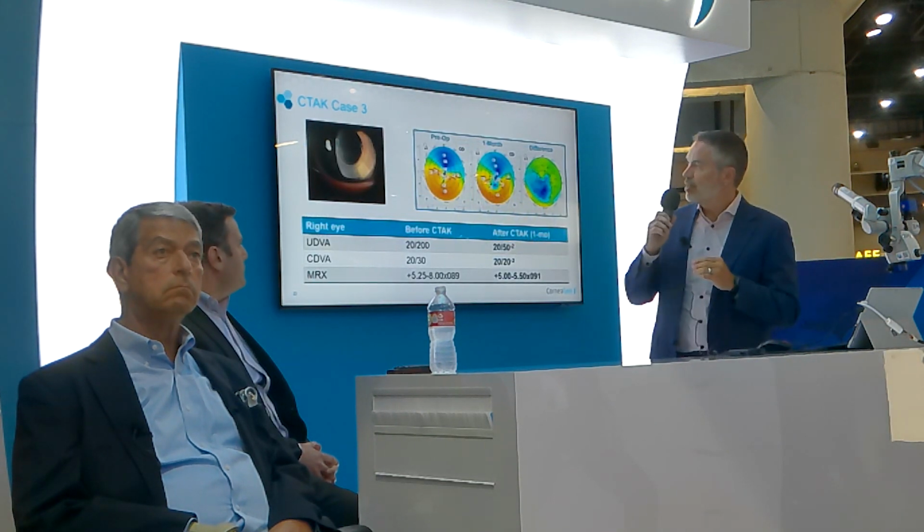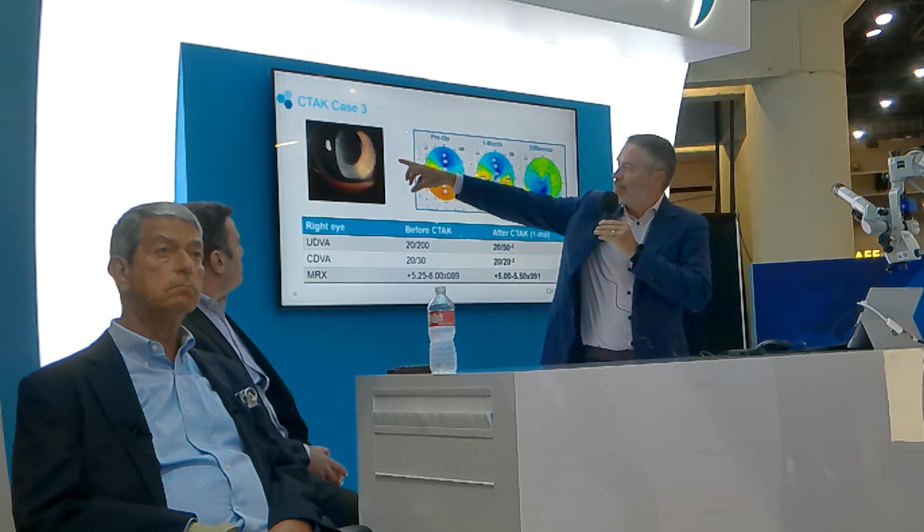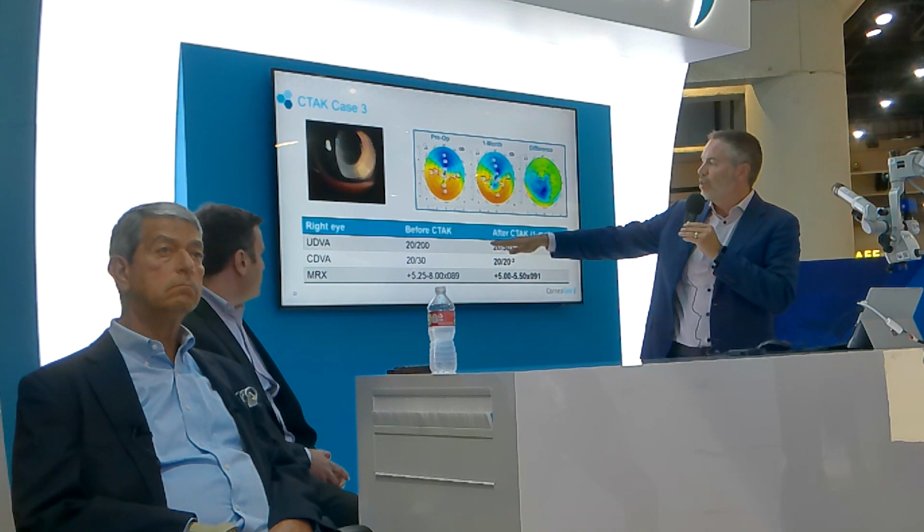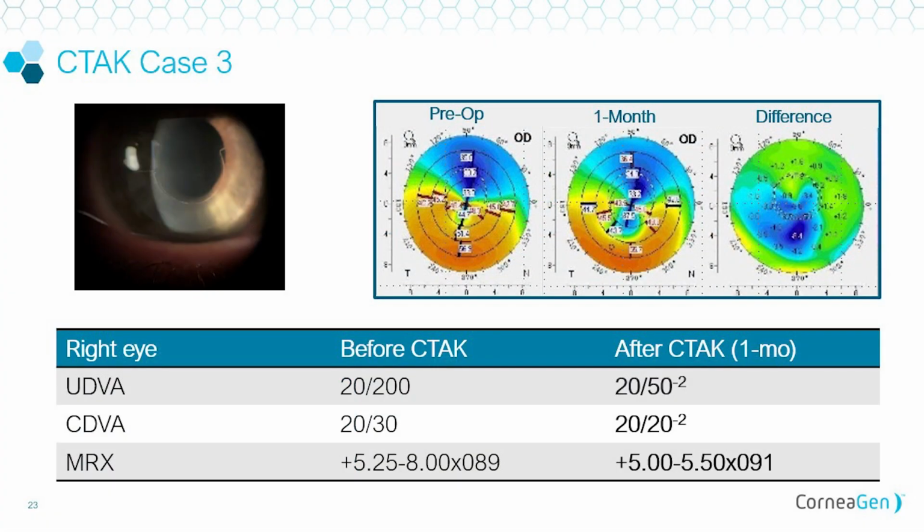All right. So here's a patient of mine. And you can see where the CTAK segment starts and where it ends. This patient before CTAK was 20/200 uncorrected, had corrected vision to 20/30. And after CTAK, we took them from 20/200 to 20/50 and from 20/30 to 20/20 in their corrected vision, and decreased their amount of astigmatism pretty meaningfully. And you can see in the difference maps that it changed.